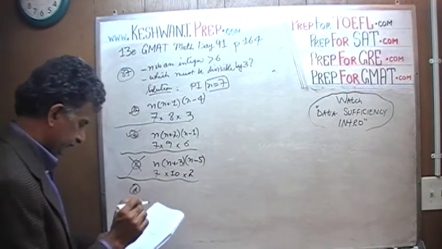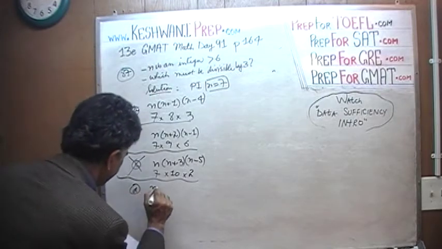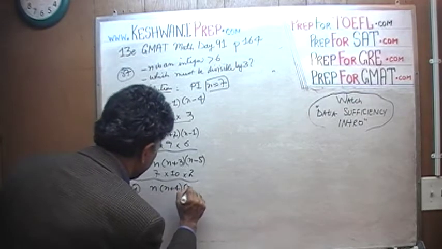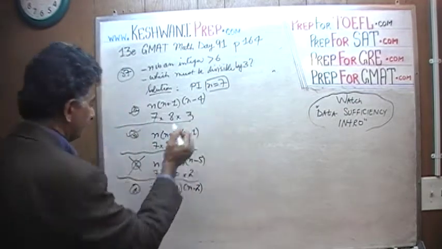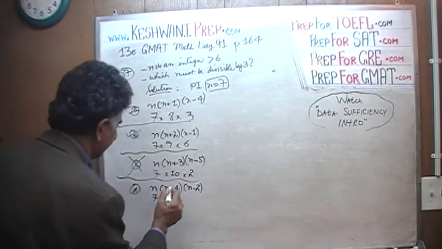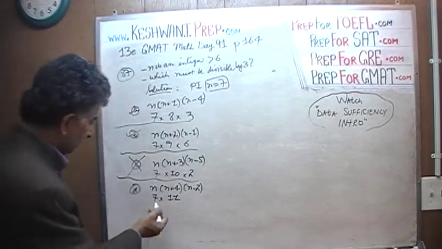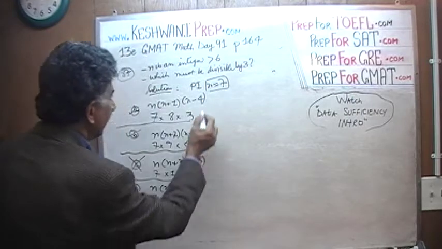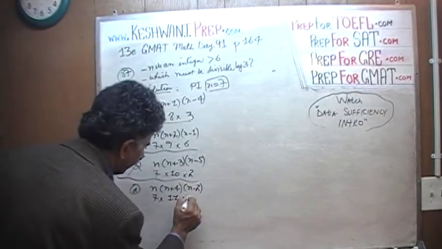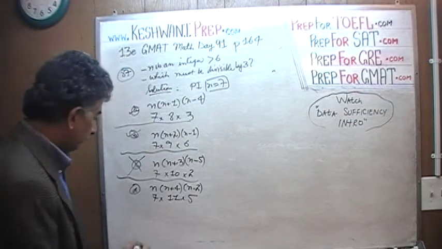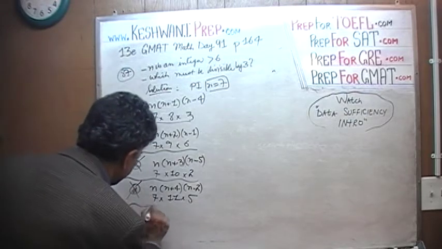Let's look at D. D says n times n plus 4 times n minus 2. Remember, n is 7. So 7 times n plus 4 would be 11. 7 is not divisible by 3. Neither is 11. Times n minus 2, which is 7 minus 2, which is 5. 5 is not divisible by 3. So none of these factors are divisible by 3. Therefore, the product is not divisible by 3. You see, we knocked out D.